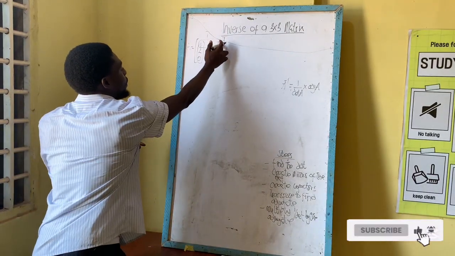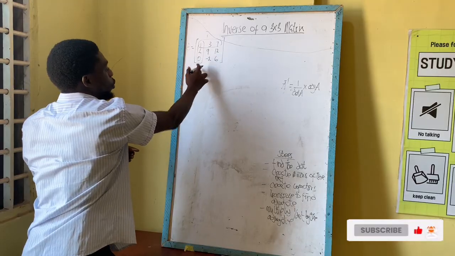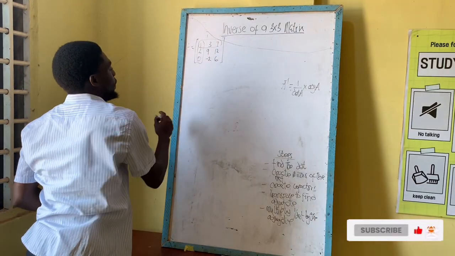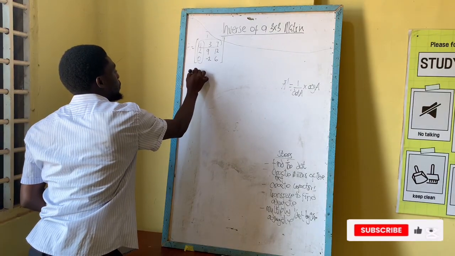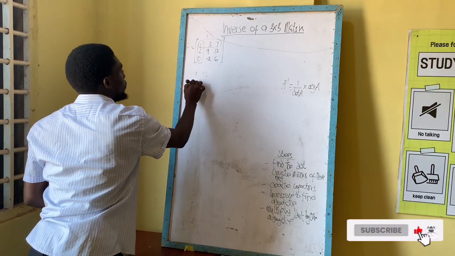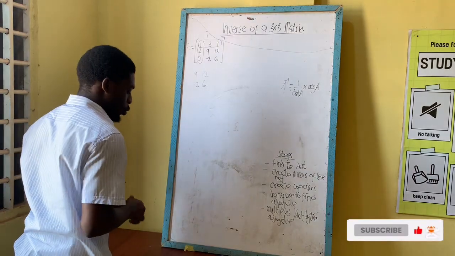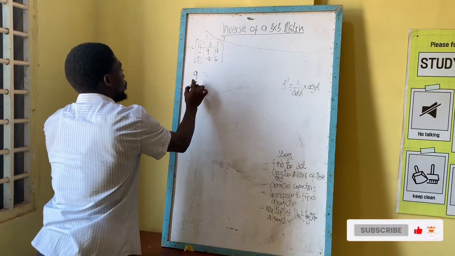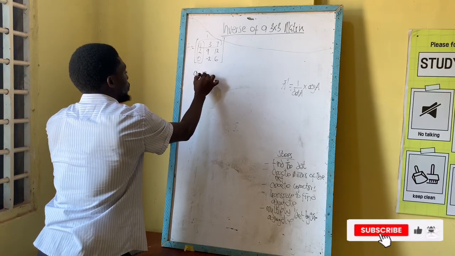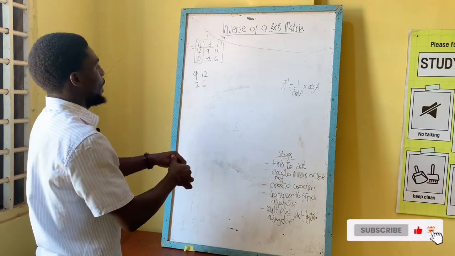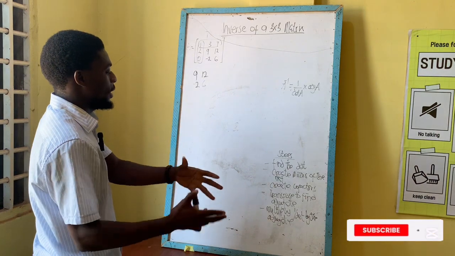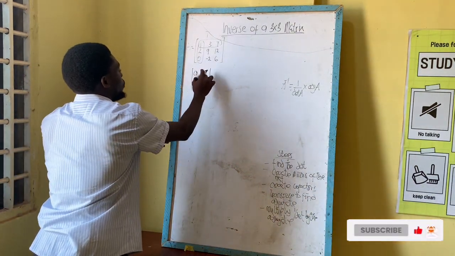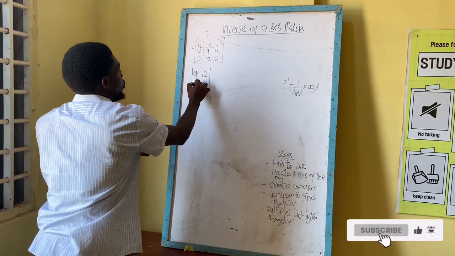So after deleting the first row and the first column, we are going to be left with 9, 12, negative 2, and 6. So we've created our first minor. We are going to use this first minor to find the determinant of the matrix. After that, we create another set of minors to also aid us in finding the cofactors.